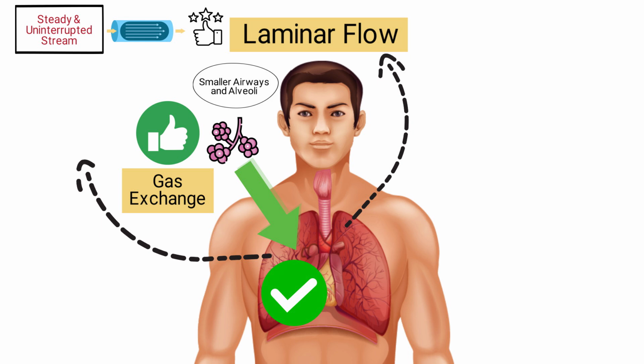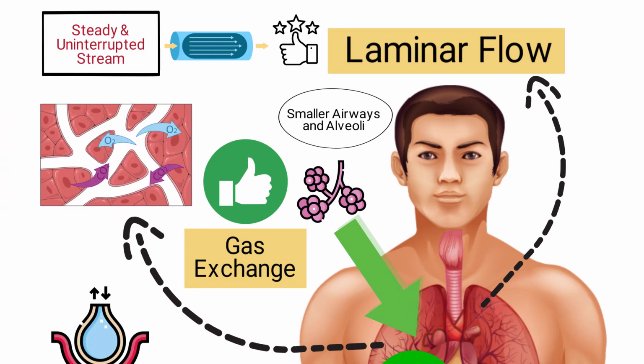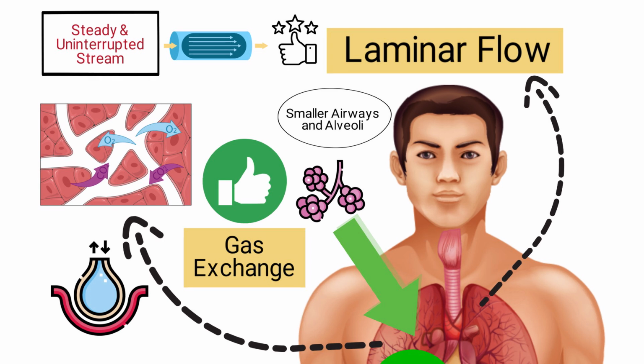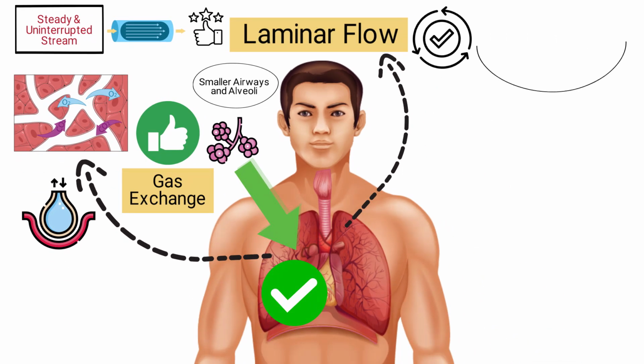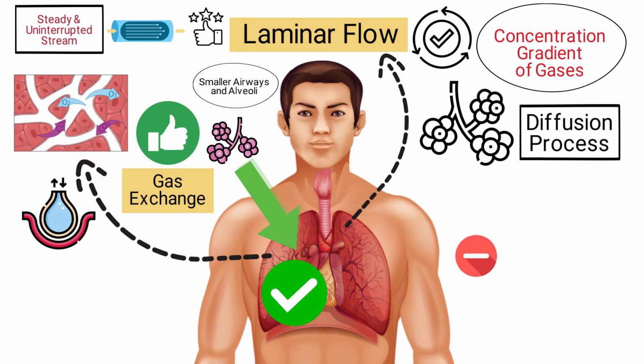The primary function of the lungs is to facilitate the exchange of oxygen and carbon dioxide between the blood and the external environment. Laminar flow helps maintain a consistent concentration gradient of gases across the alveolar membrane, optimizing the diffusion process. Laminar flow offers less resistance than turbulent flow.